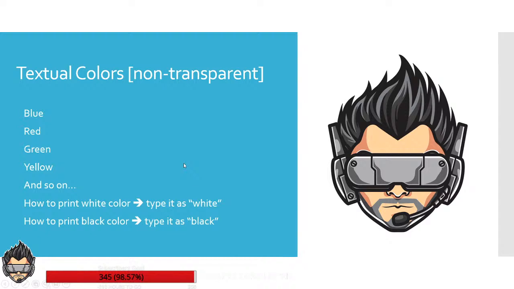The first thing, textual colors. Textual colors as in the color name itself. Blue, red, green, yellow, orange, salmon color, or whatever it is. Blue, violet, green, yellow, whatever it is. These are the colors that you write in the name format. So if you say I want the color to be blue, the color will be blue. If I want the color to be black, I will write it as black, and so on, right?